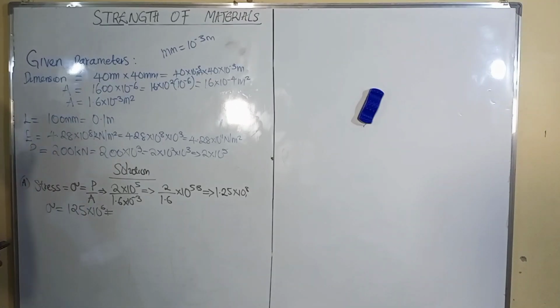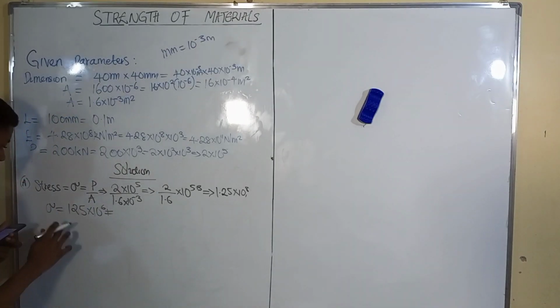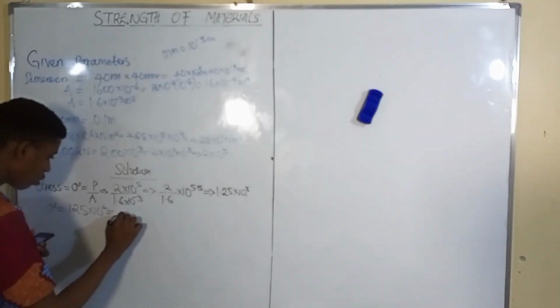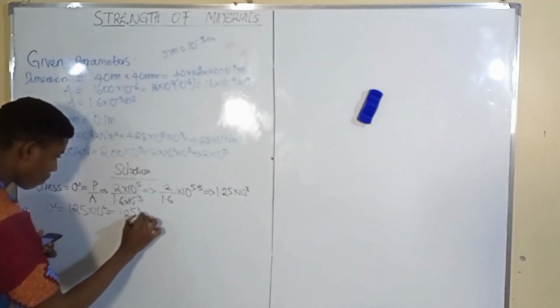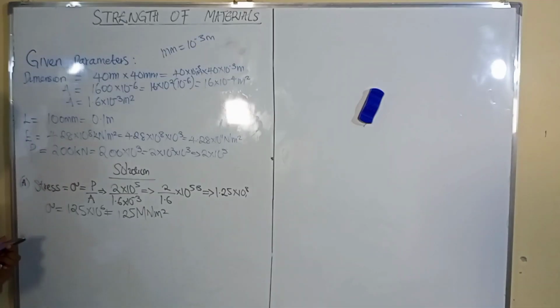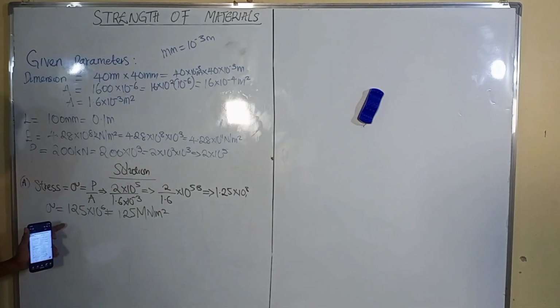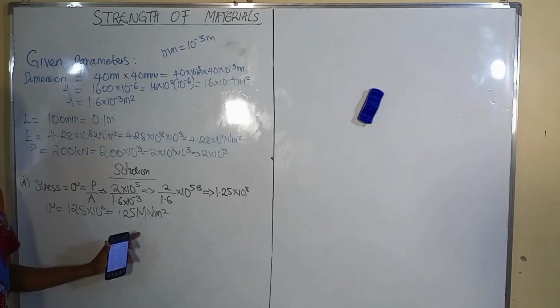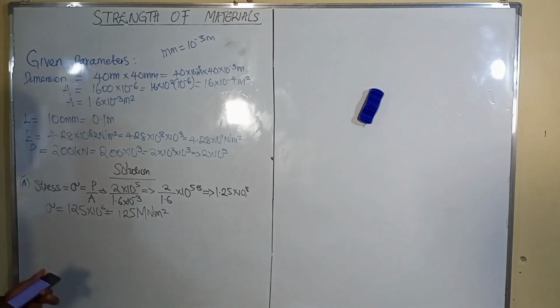Now, take note, 10 raised to the power 6 is mega. So we can represent our stress as 125 mega Newton per meter square. Very, very important. So we have calculated our stress. We see that this is load per area. So our stress is 125 mega Newton per meter square.